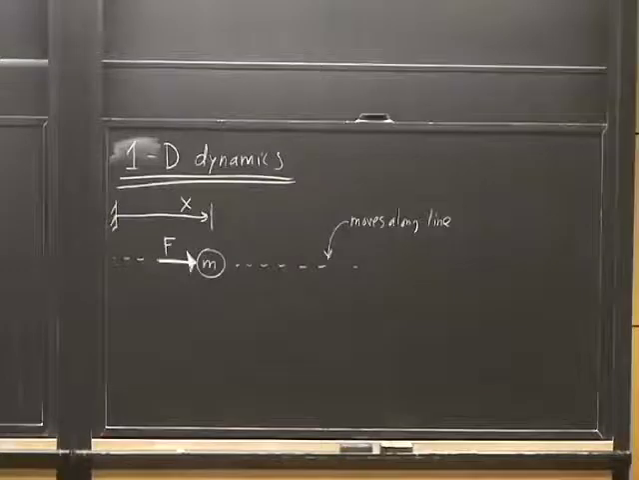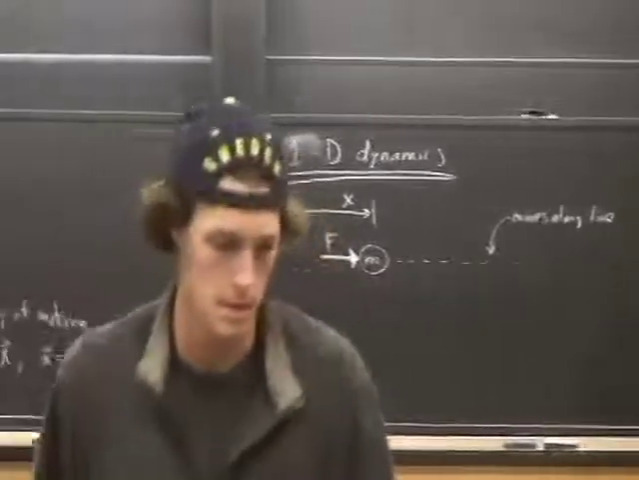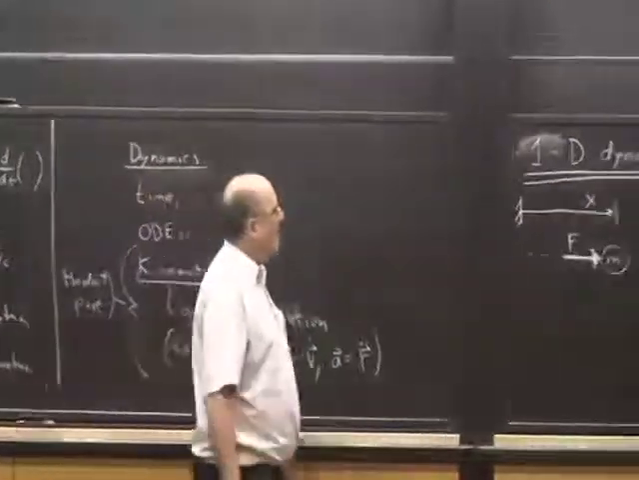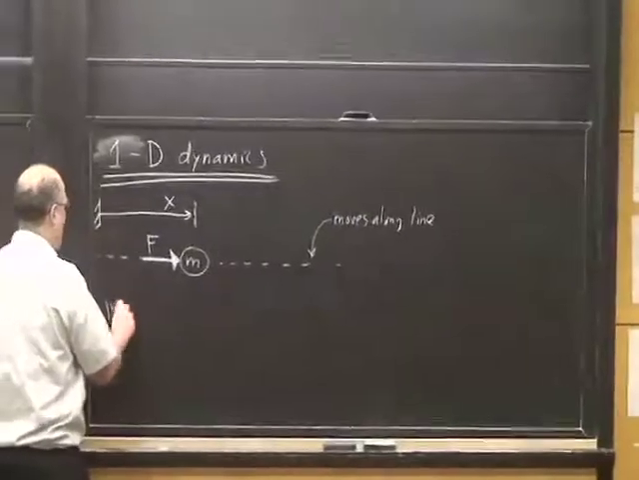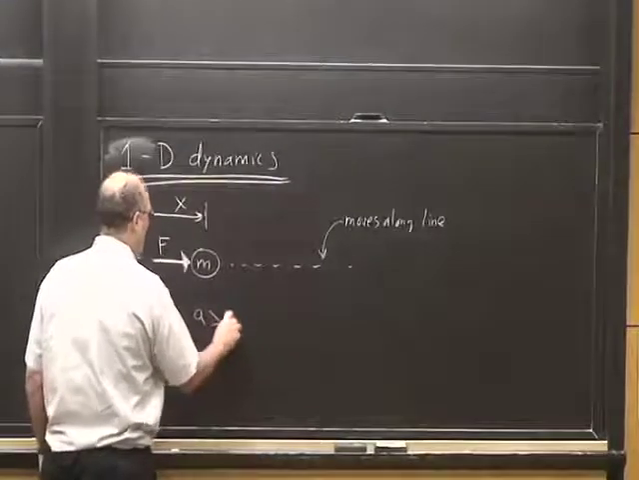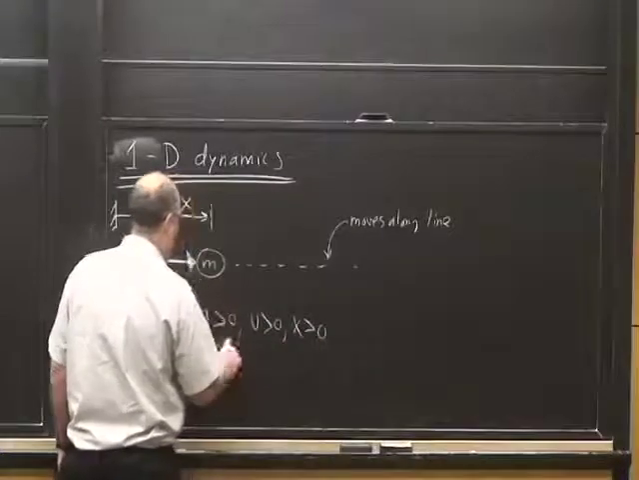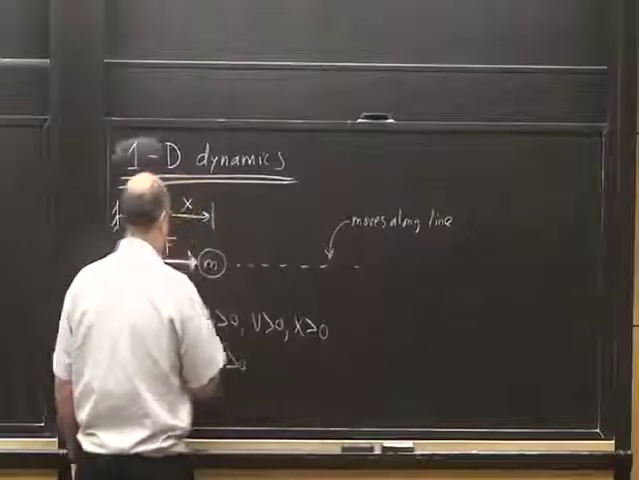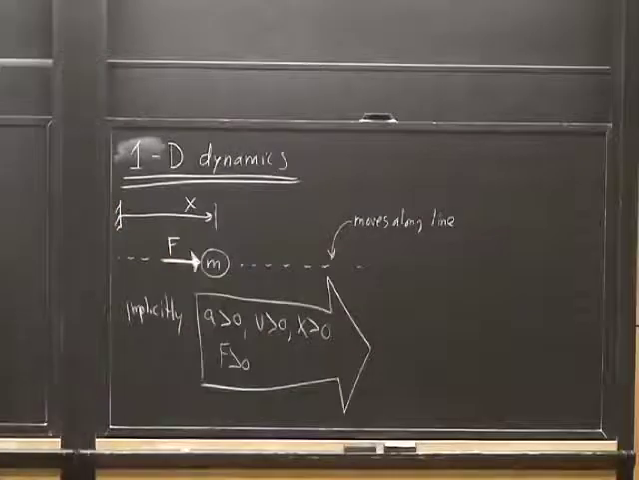Because we're doing one-dimensional dynamics, vectors are not so important, but you have to pay attention to signs. So once you've picked a positive direction, say for x, it's nice to think of this as being the positive direction for everything. So implicitly, we're going to say A is positive, V is positive, X is positive, F is positive if they are going in that direction. So that we have a sign convention for everything in that direction.